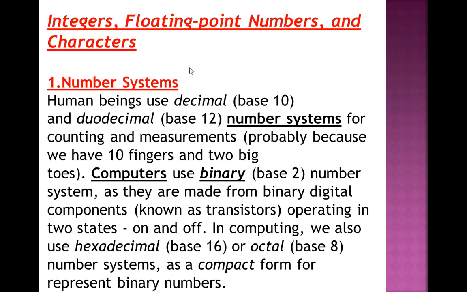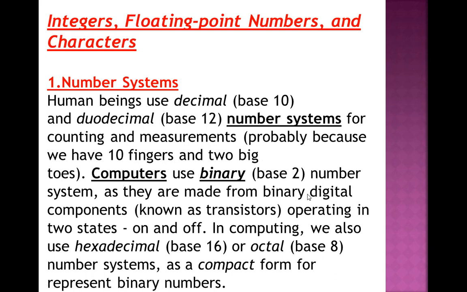Number system means we are using a system, an organized manner, by which numbers are represented in a proper, systematic way. That is your number system. Human beings use decimal, that is of base 10, and duodecimal, that is of base 12, number systems for counting and measurements. Probably because we have 10 fingers and 2 big toes.